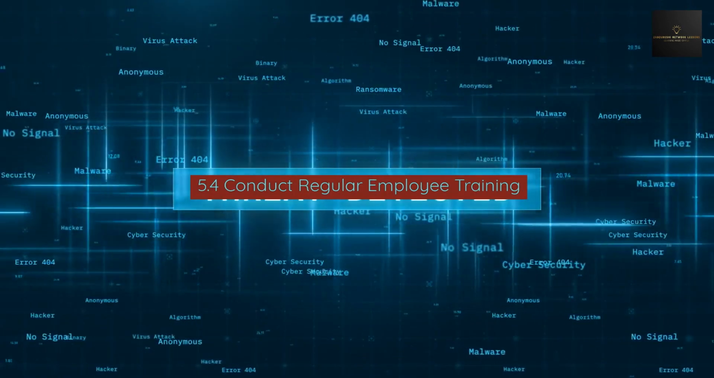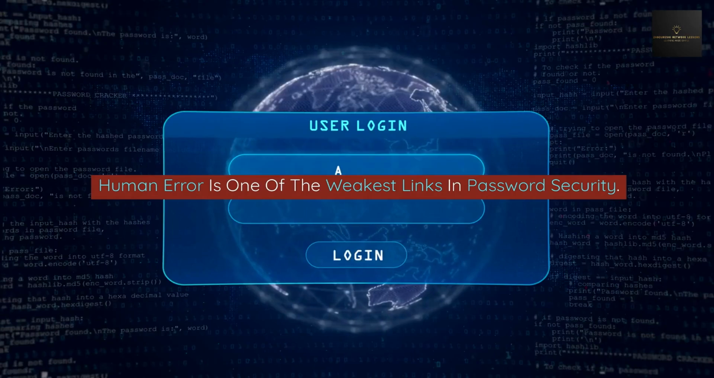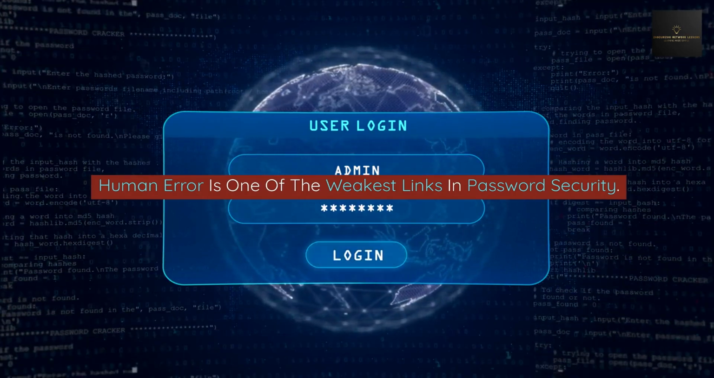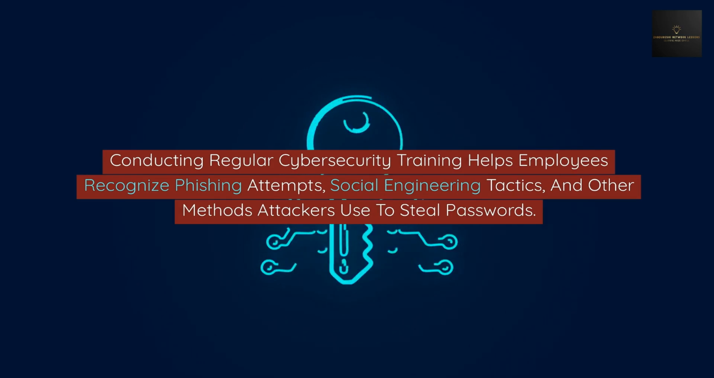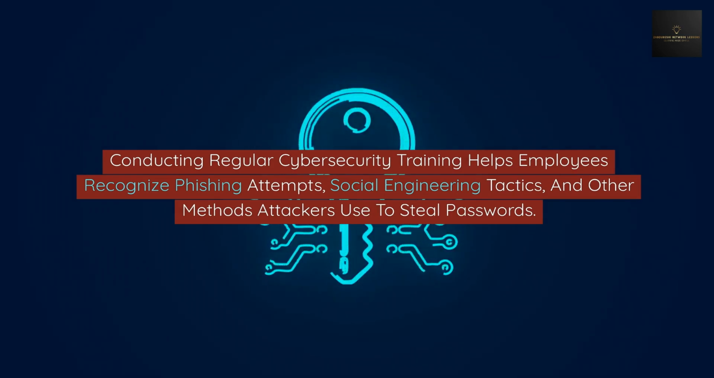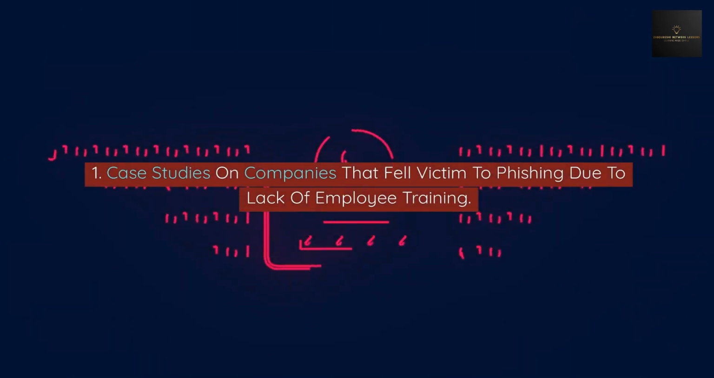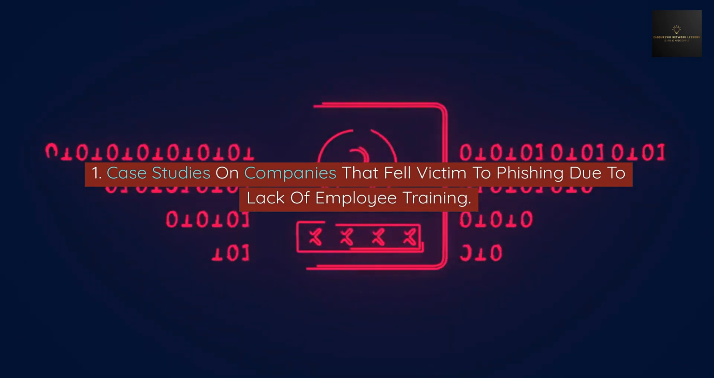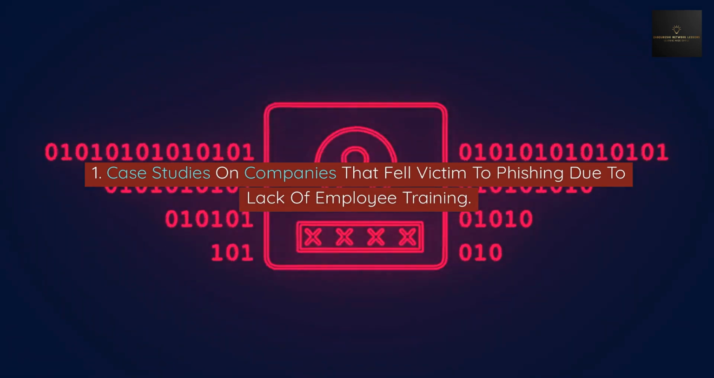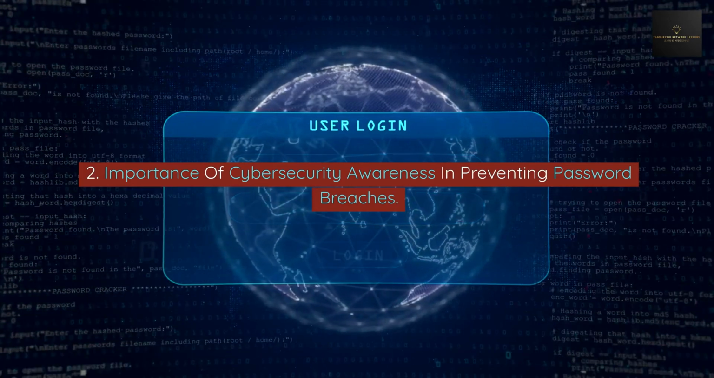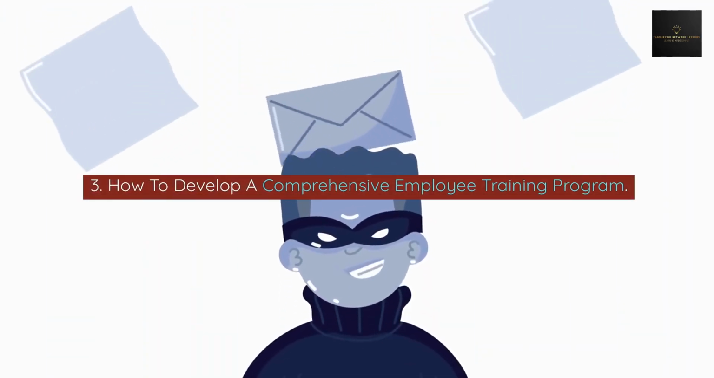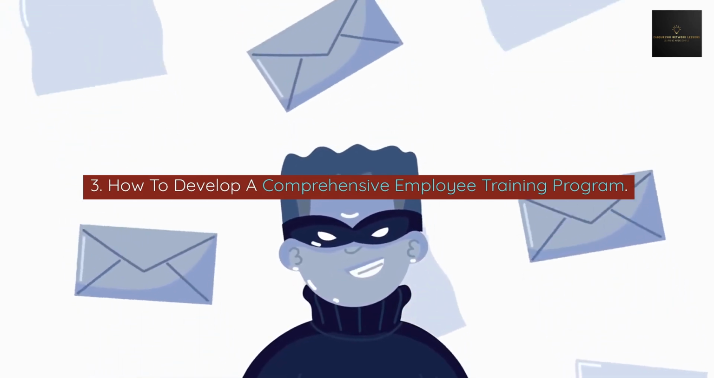5.4. Conduct regular employee training. Human error is one of the weakest links in password security. Conducting regular cybersecurity training helps employees recognize phishing attempts, social engineering tactics, and other methods attackers use to steal passwords. Details. 1. Case studies on companies that fell victim to phishing due to lack of employee training. 2. Importance of cybersecurity awareness in preventing password breaches. 3. How to develop a comprehensive employee training program.